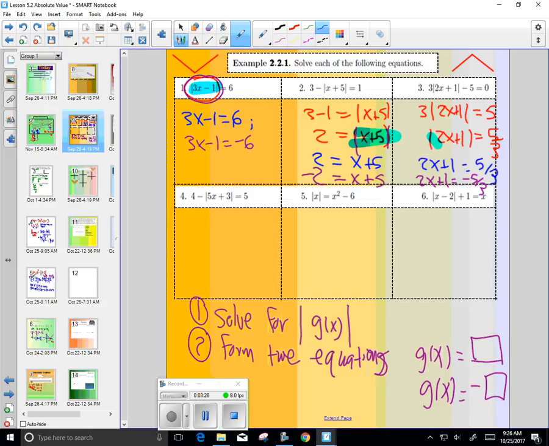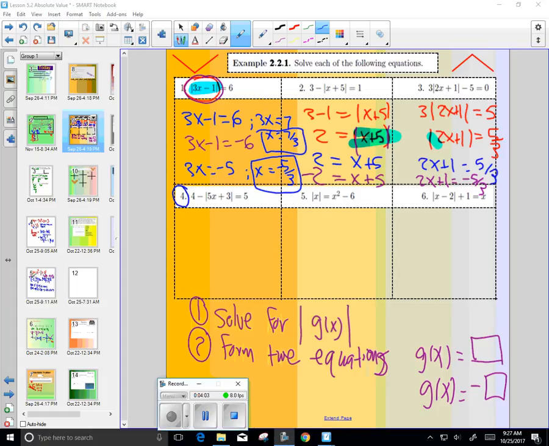So you'll have 3x equal to 6 plus 1 is 7. X is 7/3. Here you have 3x is equal to negative 6 plus 1 is negative 5. X is equal to negative 5/3. Those are my two answers. And I'm not going to do that for those two, if that's all right. You try number 4.